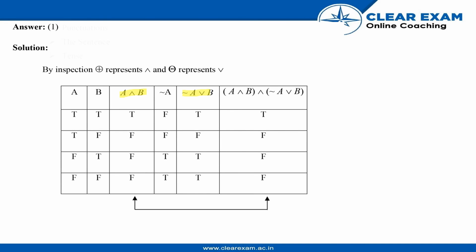Similarly, the other columns are obtained, and when we compare these two columns, we see by inspection that the circled plus represents and, and the circled minus represents or. So our answer is option 1, that is, and, or.